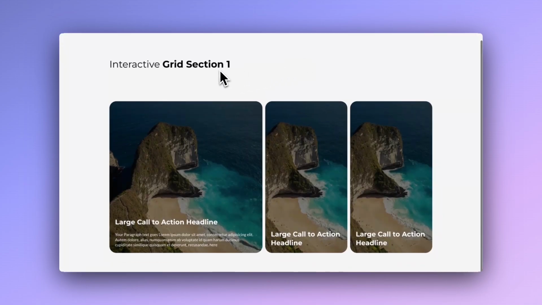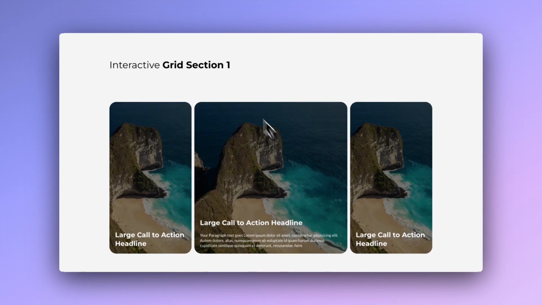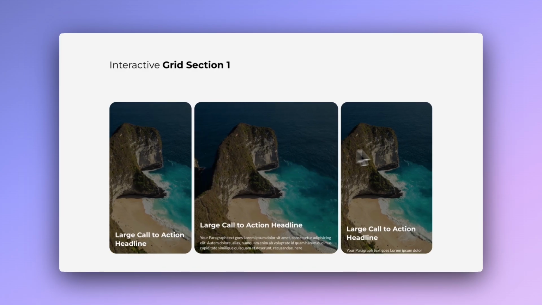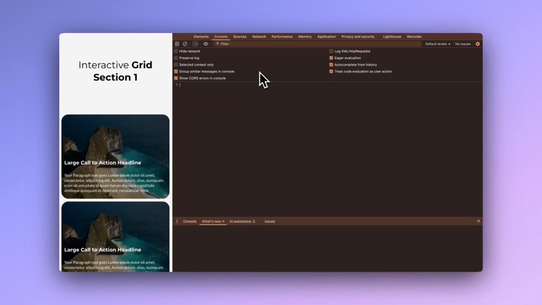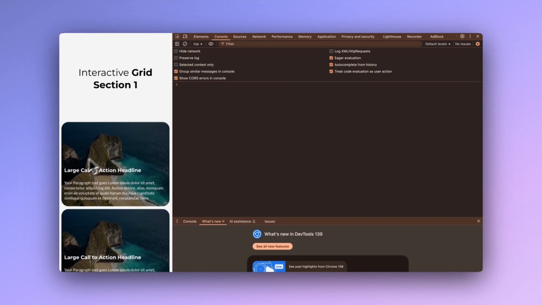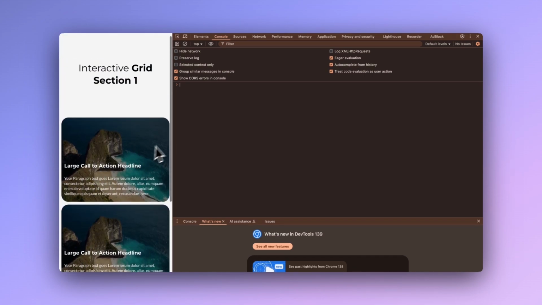I also added this interactive grid from a couple of videos ago. As you can see, when you hover, then the column expands and then the text pops up, as you can see. And I worked really hard to make it mobile responsive. As you can see, on mobile it looks like this. You can see the columns, you can see the text, really nice.